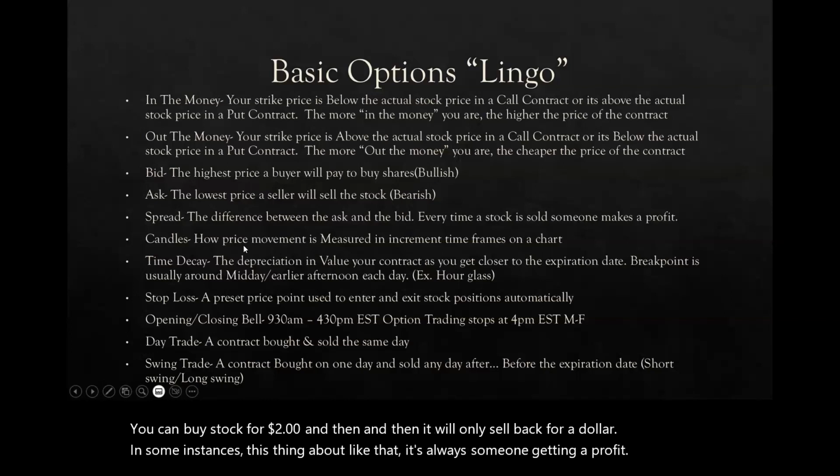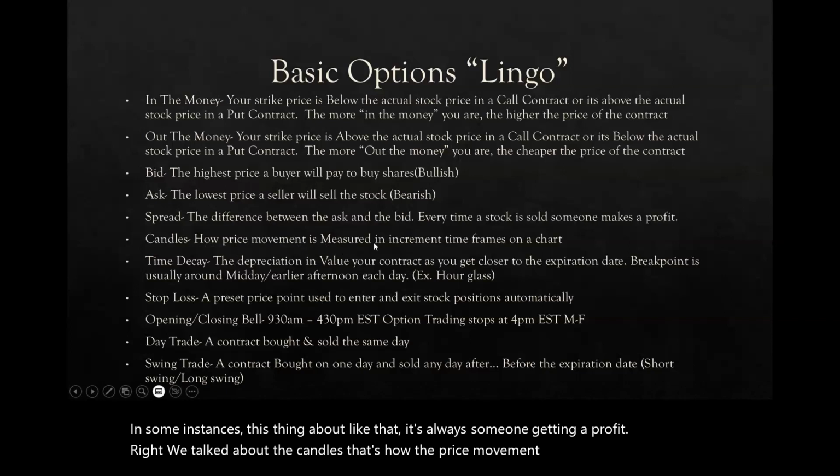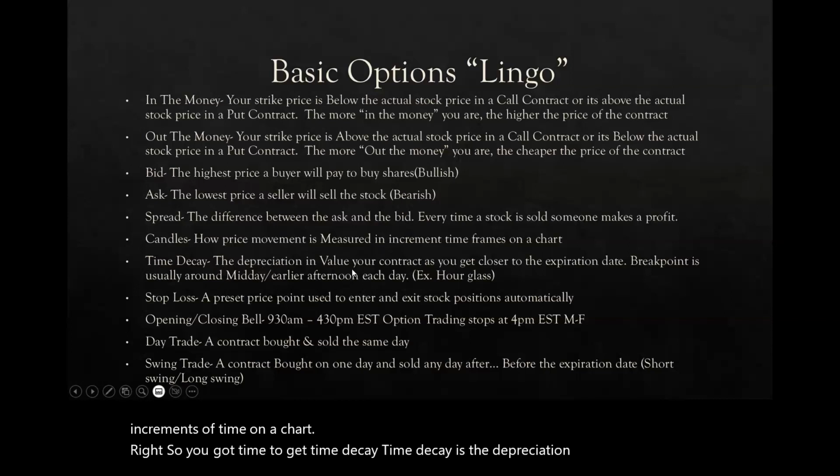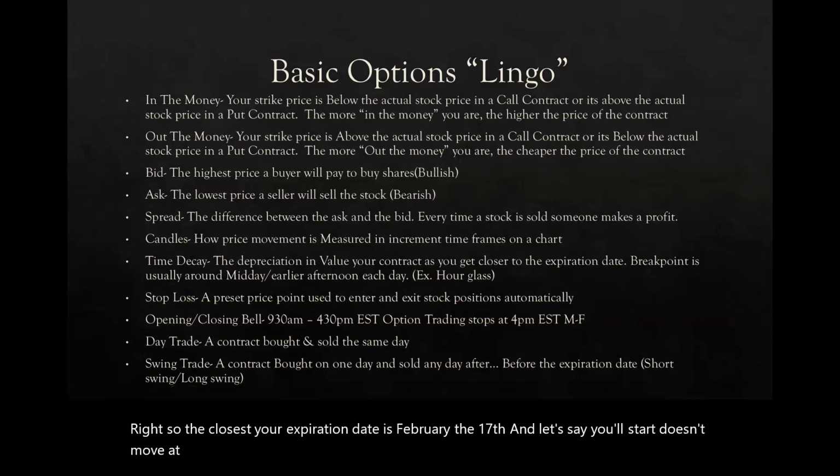We talked about the candles. That's how the price movement is measured in increments of time on a chart, right? So you've got time decay. Time decay is the depreciation in value of your contract as you get closer to the expiration date. Say your expiration date is February the 17th, and let's say your stock doesn't move at all. It just stays at the set price for the whole week.